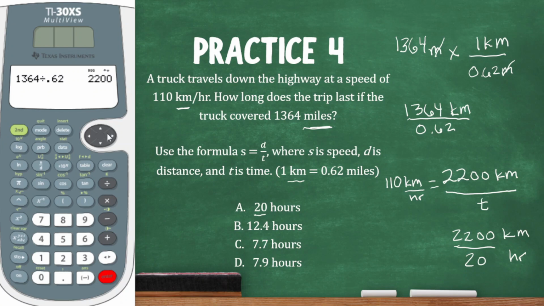2,200, and since 2,200 is the last answer I got, I could just hit divide. Divided by 20 equals 110 kilometers an hour. And that is true. That's the speed that we have. So that means that A is our answer and we don't have to do any more work.